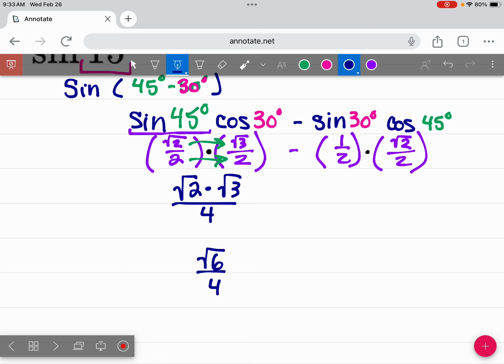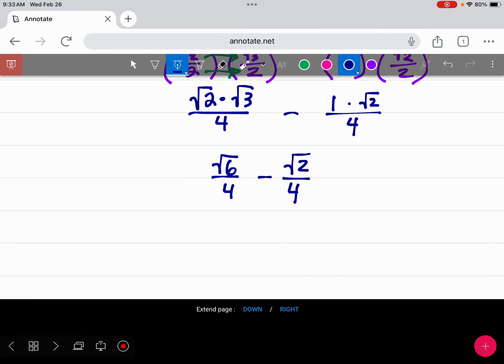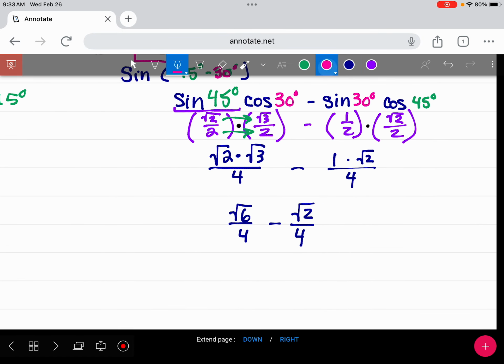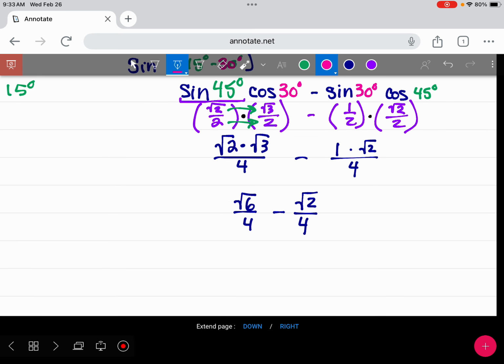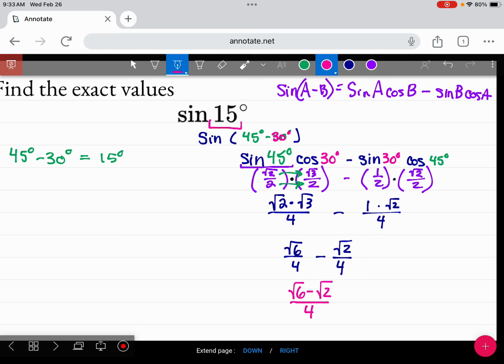What do we get for our 1/2 times our square root of 2 over 2? Root 2 over 4. Yep. So then we have root 6 over 4 minus root 2 over 4. Can I simplify that more? Not really. I can write it as a single fraction, which we often will, but honestly, that's about as good as it gets. So this is what our value of sine of the angle 15 is.